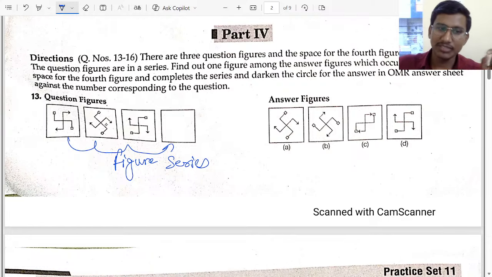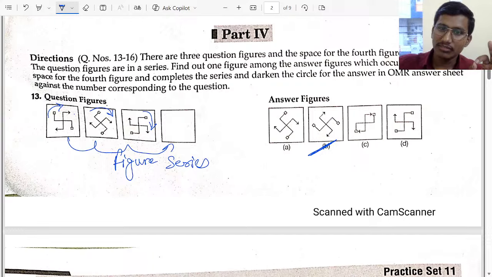So what will be the next figure? If you see what is happening, this figure is rotated clockwise, okay? This figure is rotated clockwise. Next, again if you rotate clockwise, again if you rotate clockwise, which figure will come next? Yes, that figure will be option B, okay?